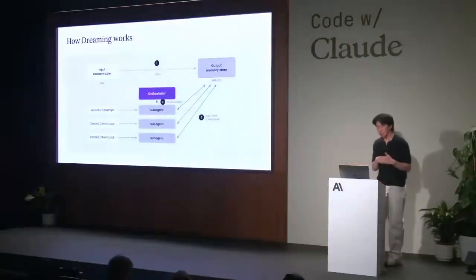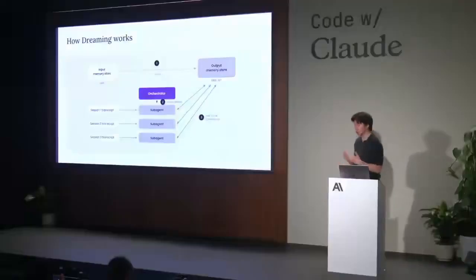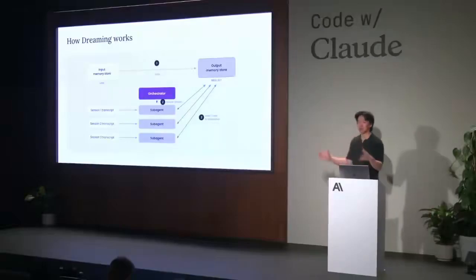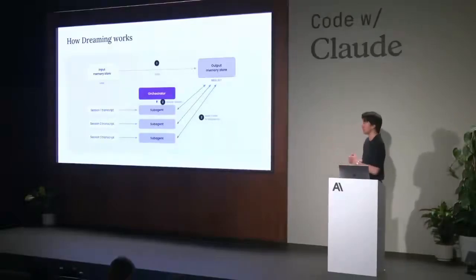So again, under the hood, this is how Dreaming works. This is a multi-agent harness. We have an orchestrator that is mainly responsible for spinning up subagents, and we spawn one subagent per input session that you give it. The reason behind this is that we want Dreaming to be exhaustive by design. If you give it 100 transcripts, you want to make sure Claude is looking over all the information to make sure it's not missing anything, right?